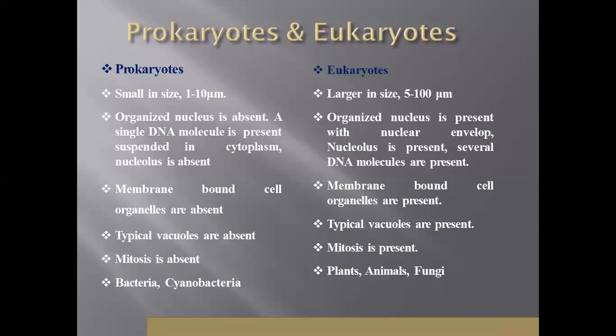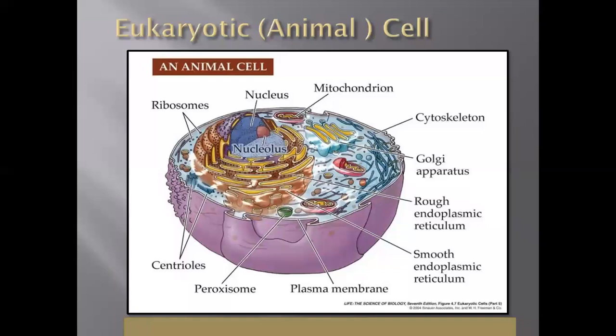Eukaryotes are larger in size, 5 to 100 micrometers. An organized nucleus is present with a nuclear envelope. Nucleolus is present. Several DNA molecules are also present. Membrane-bound cell organelles are present. Typical vacuoles are also present. Mitosis is present. Examples are plants, animals, and fungi. My dear students, this difference is an important one. This is also given in our textbook, so you can refer to that. Many times it has been asked.